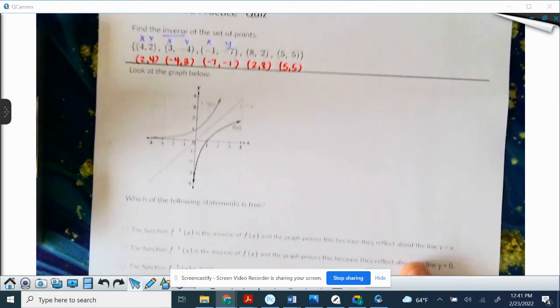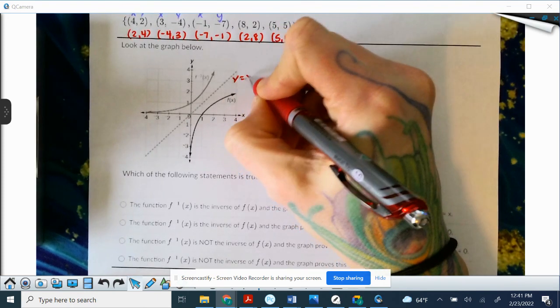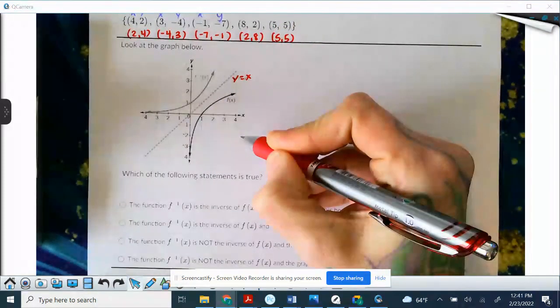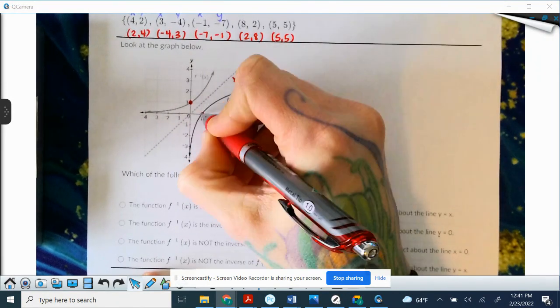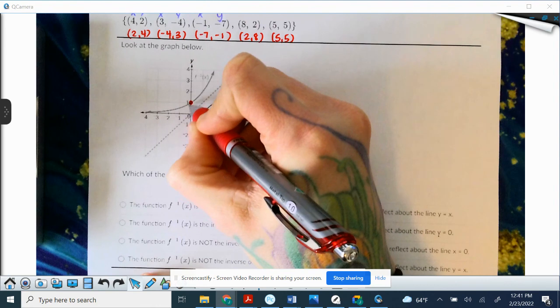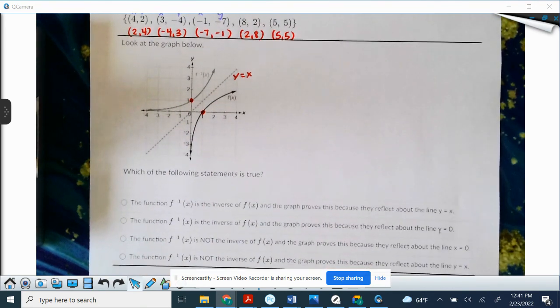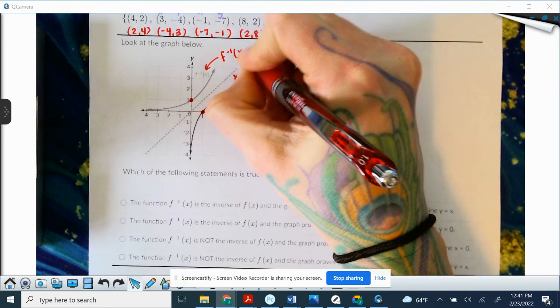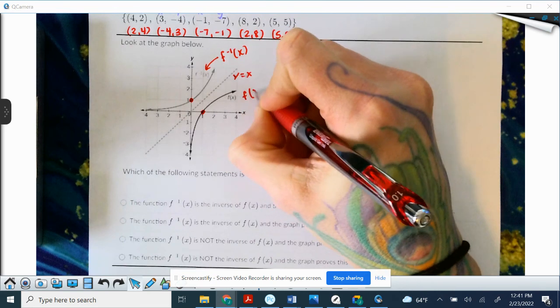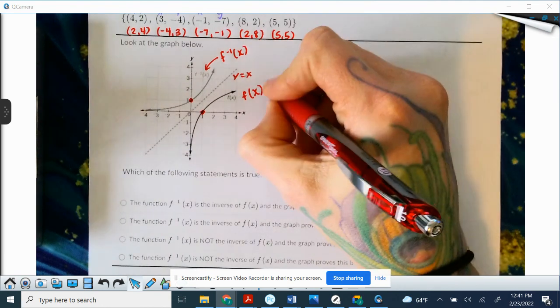For graphs, this is your y equals x. If it reflects perfectly over it, then it is an inverse. Another thing, sometimes if you're more of a coordinate person instead of a visual person: on a test on your computer, you're going to have color differences and they're going to let you know. But remember that f of negative 1 of x is the inverse, and f of x is always your original. If they happen to show up the same color, you're looking for f of x. So this is the original.